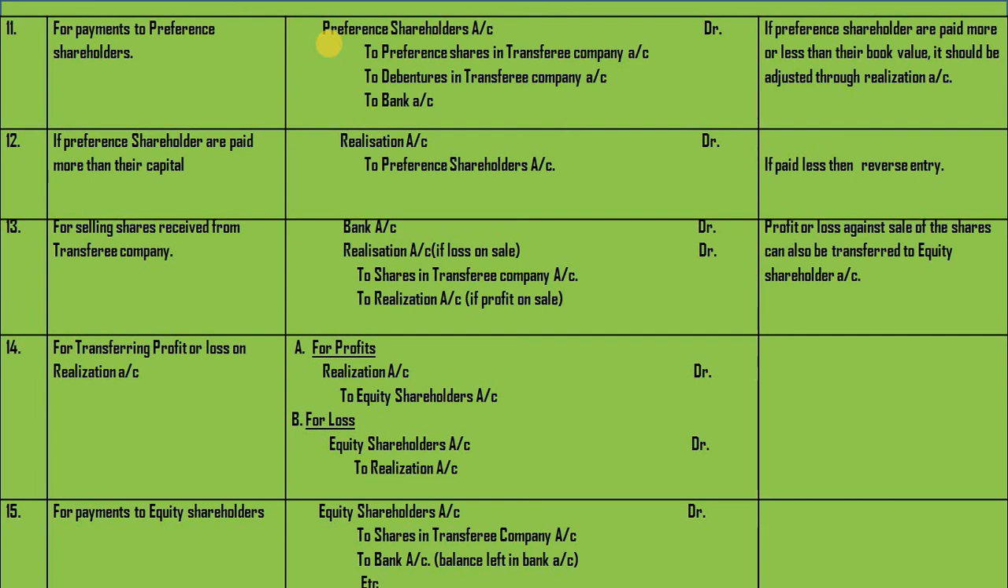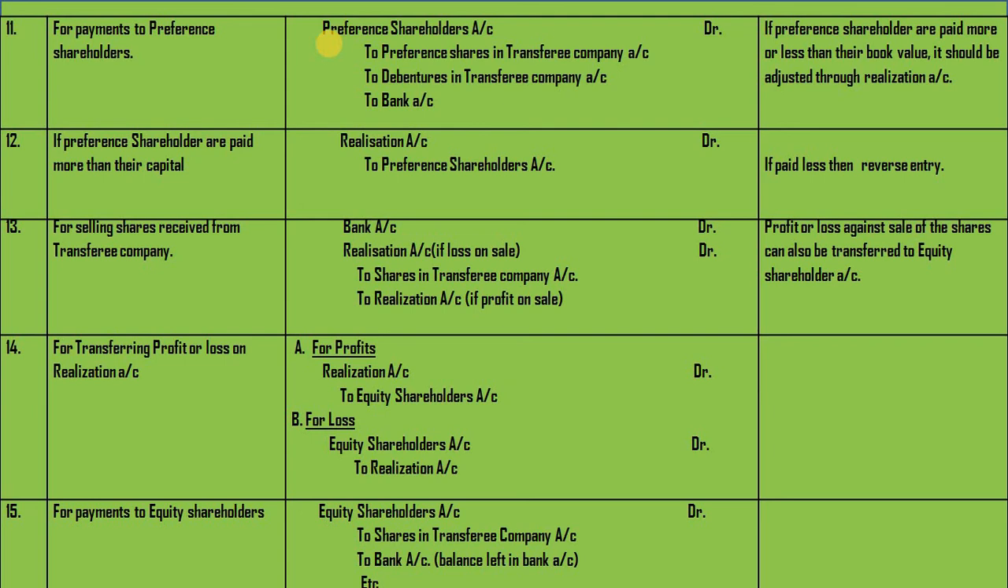Number 13, for selling shares received from the transferee company. Okay, we already know that we receive shares in the new company, right, as purchase consideration. Sometimes in the questions you will find that the transferor company will sell those shares in the market. Okay, once you sell, what will come to you? Money will come to you, right? Then you have to debit bank account, and you will get that money by selling the shares.